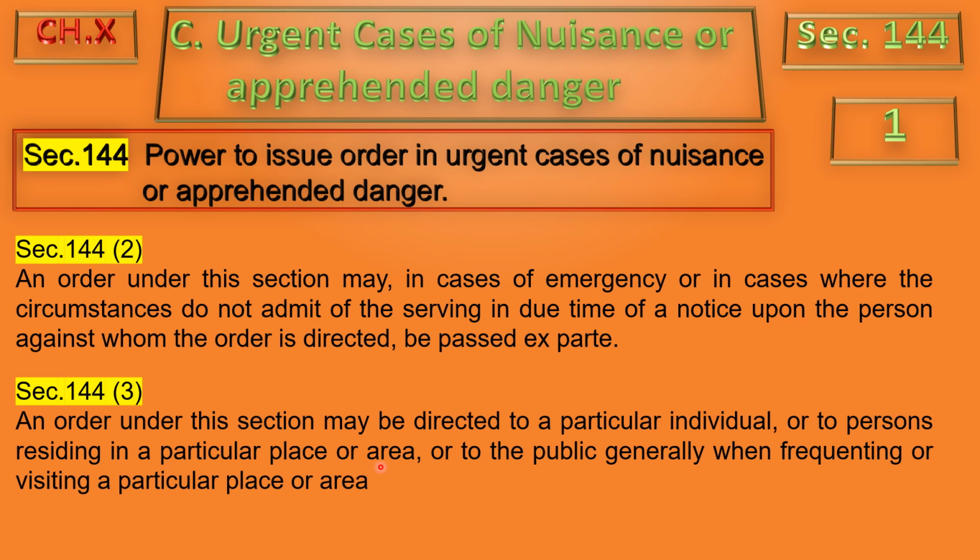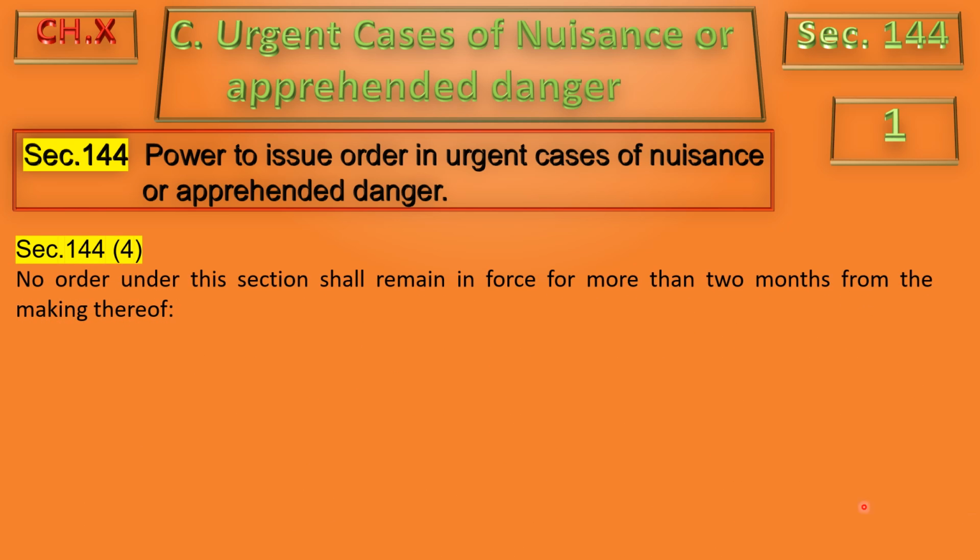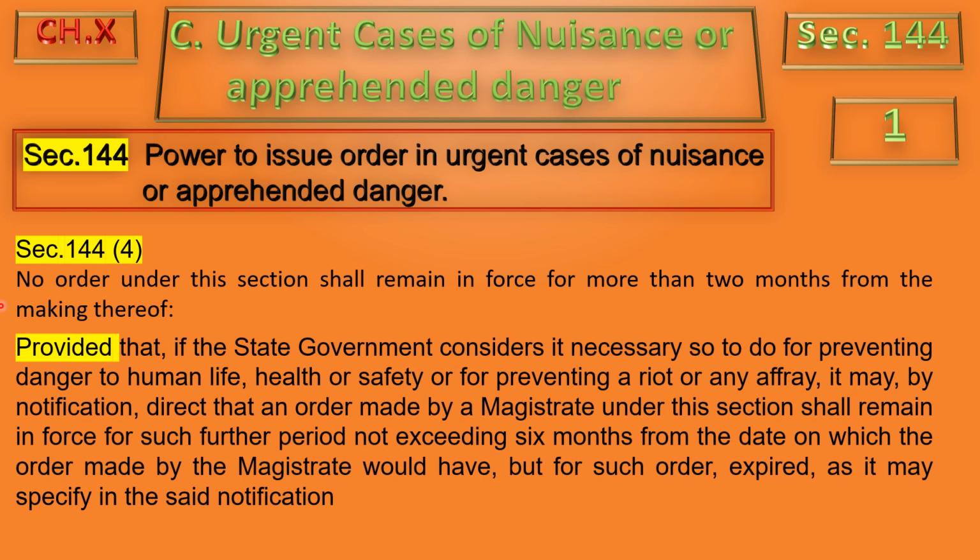Obviously, it's an emergency. Next, subsection 4 of section 144 says no order under this section shall remain in force for more than 2 months from the making thereof. So, subsection 4 says such an order has an expiry date. It expires within 2 months from the date it has been made. Provided that, now we have a condition for it. If the state government considers it necessary to do so for preventing danger to human life, health, or safety, or preventing a riot or an affray, it may by notification direct that an order made by a magistrate under this section shall remain in force for such further period not exceeding 6 months from the date on which the order made by the magistrate would have, but for such order, expired, as it may specify in the said notification.